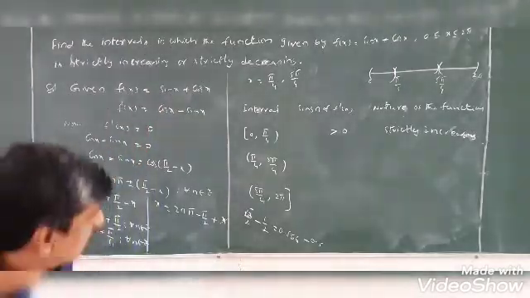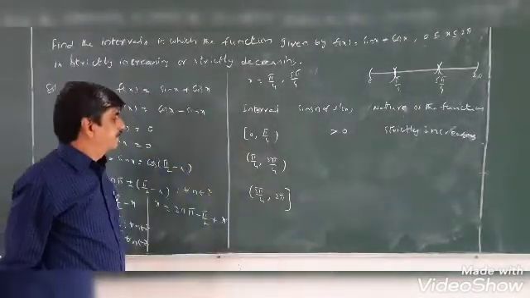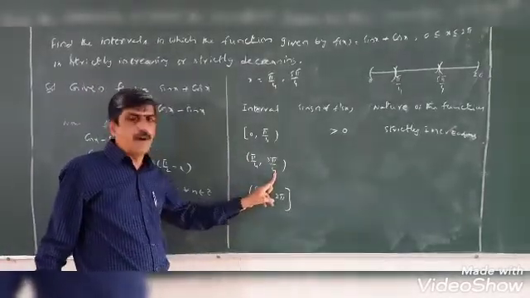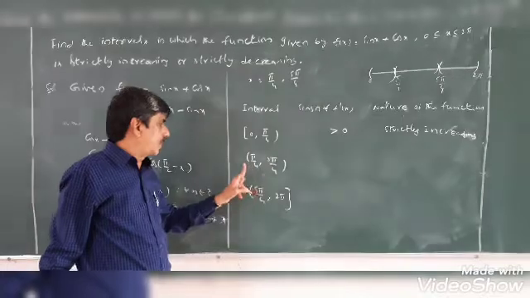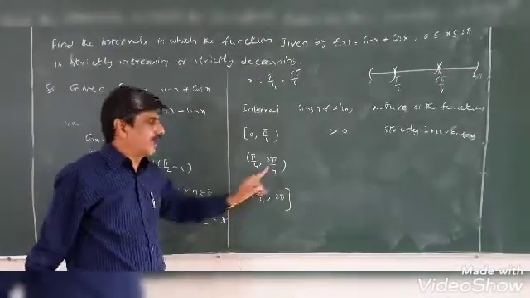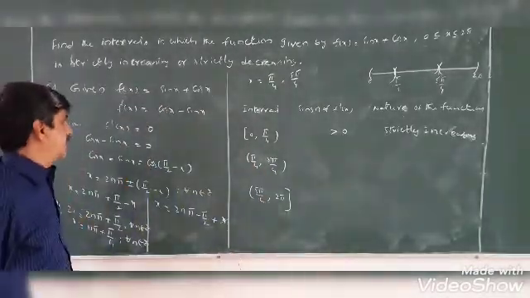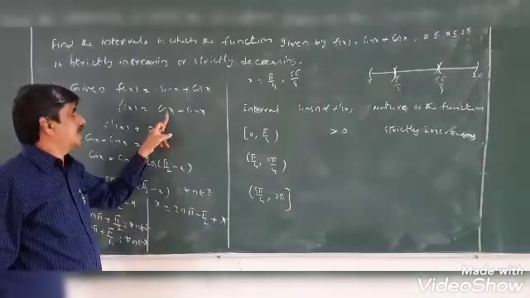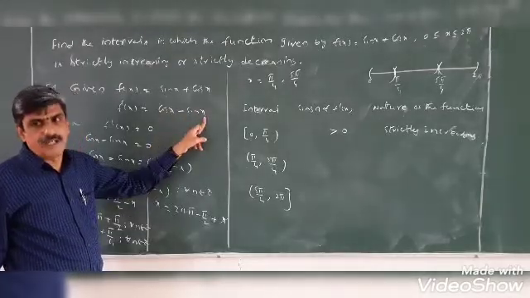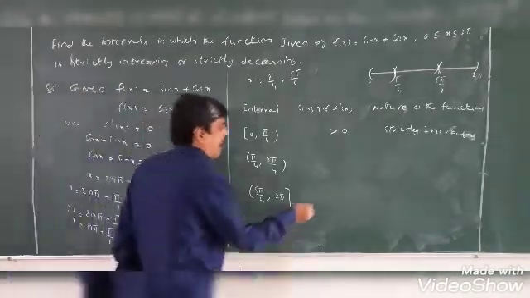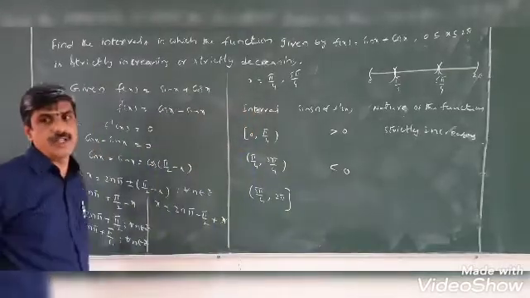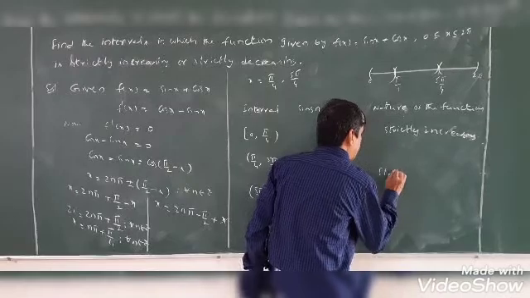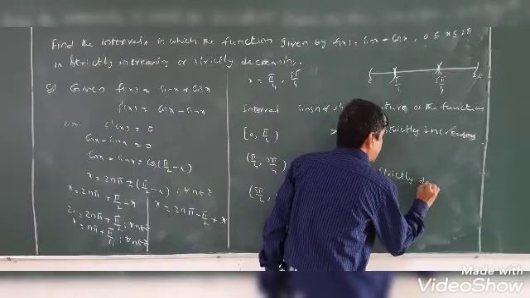Now take another example. Pi by 4 to 5 pi by 4. Pi by 4 means 45 degrees, 5 pi by 4 means 225 degrees. So from 45 to 225, one of the values is 90 degrees. Suppose I am writing x is equal to 90 degrees, what is the sign of f dash x? Cos 90 is 0, minus sin 90 is 1, so 0 minus 1, which is minus 1. Minus 1 means less than 0. So f dash x is less than 0 means the function is strictly decreasing.